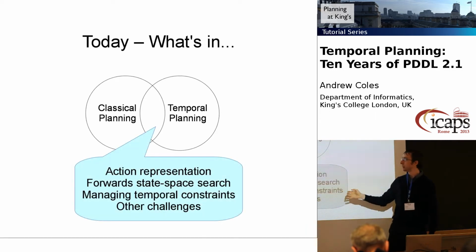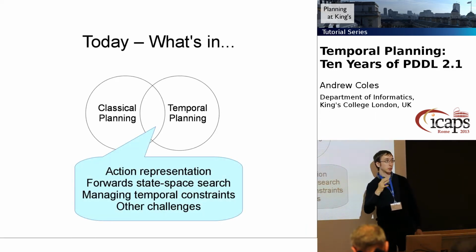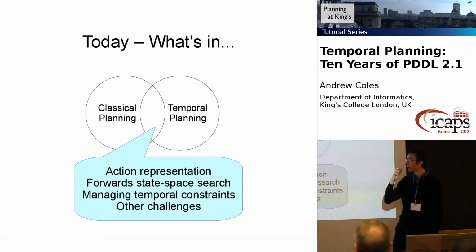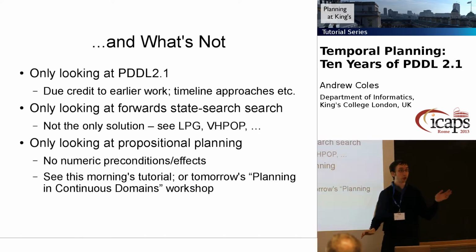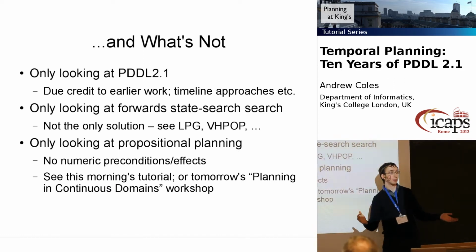So really I'm going to be talking about the action representation to give you sort of the basis of what we're working with. I'm going to be focusing on one approach, forward state space search for reasons of time, how we manage the temporal constraints we get when we do temporal planning, and various other challenges which we encounter along the way. I'm not going to be talking about most of temporal planning, as you might guess.